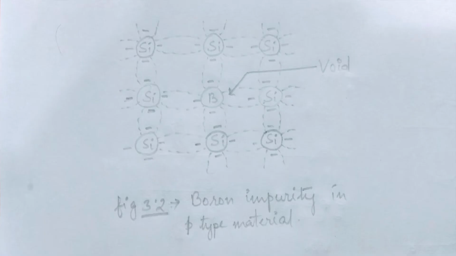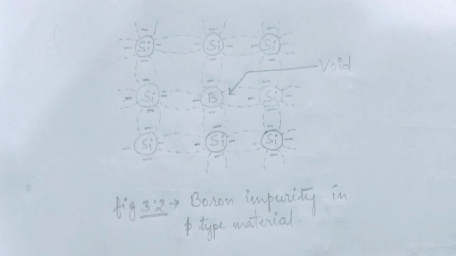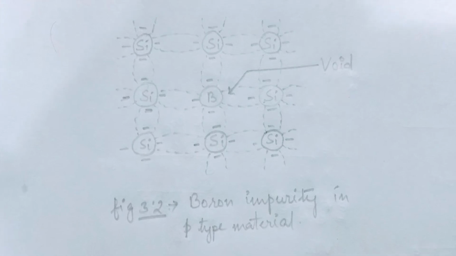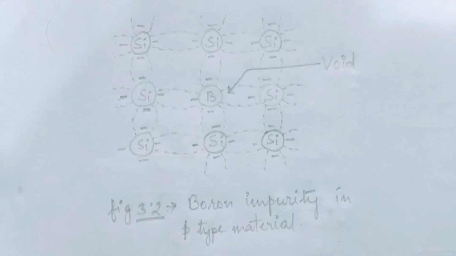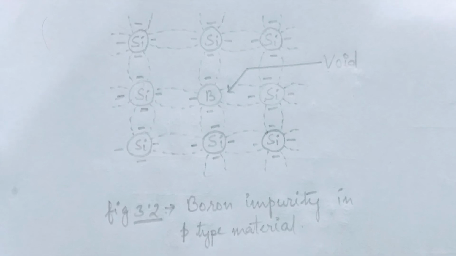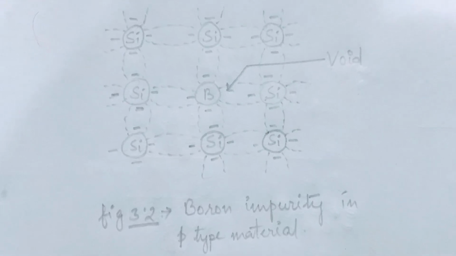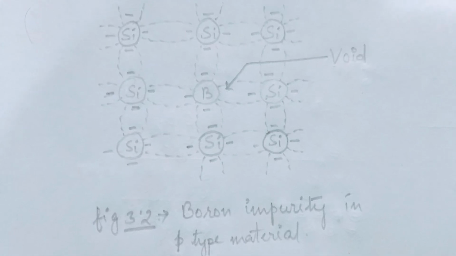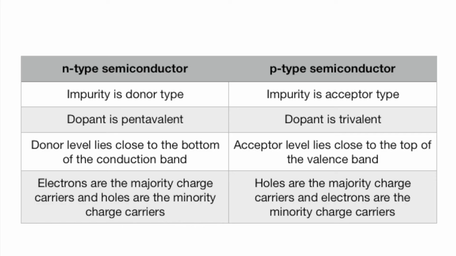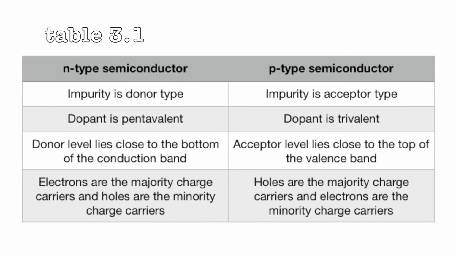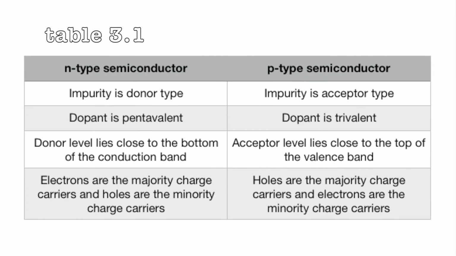A p-type semiconductor is obtained by adding trivalent impurities, such as boron, gallium and indium. Trivalent impurity has 3 valence band electrons. So, in this case, there are insufficient electrons to complete the covalent bonds of the newly formed lattice. The following table shows the comparison between N-type and p-type semiconductor.